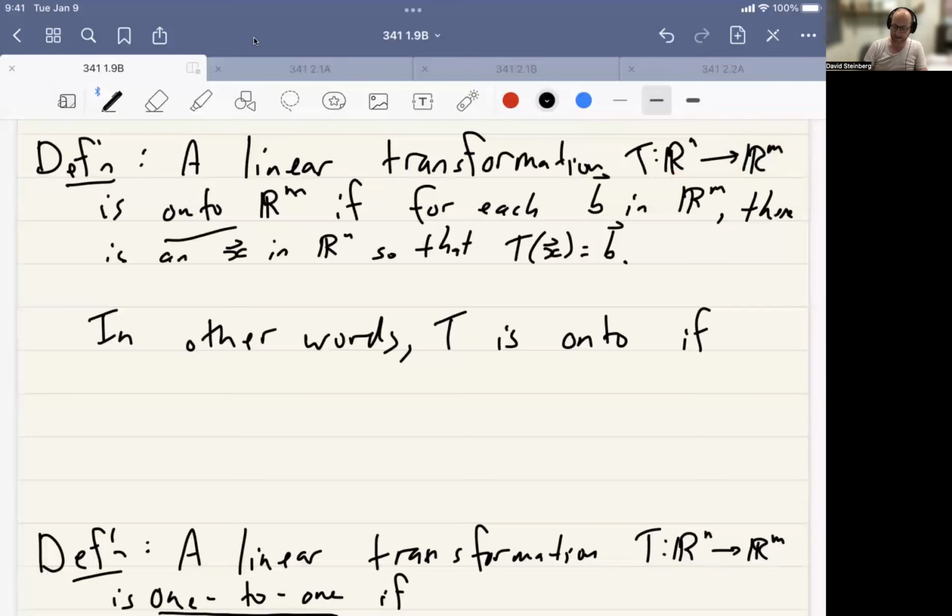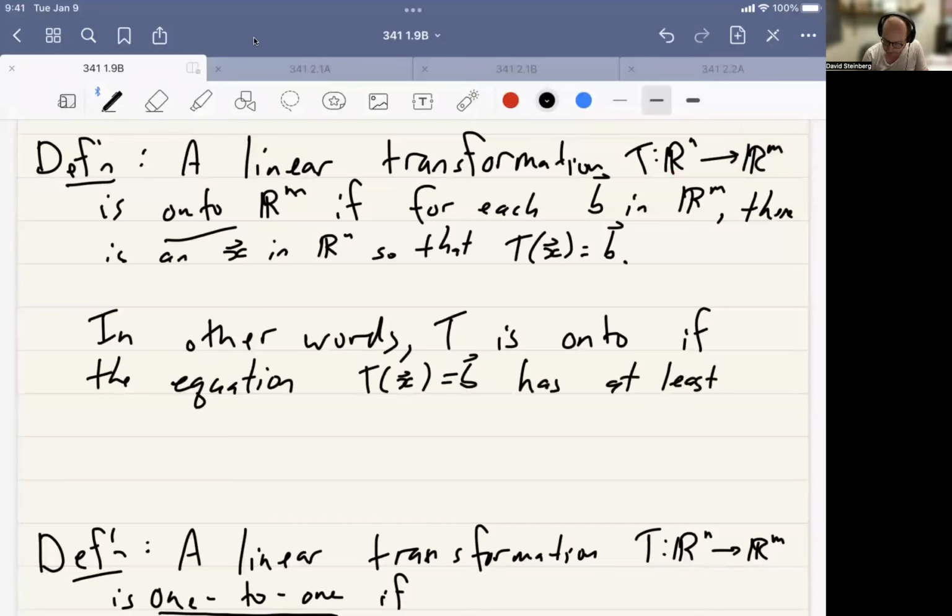In other words, T is onto if the equation T of X is equal to B has at least one solution. We don't care if there are lots. We want at least one solution. That's onto.